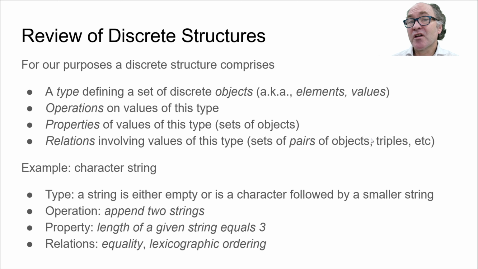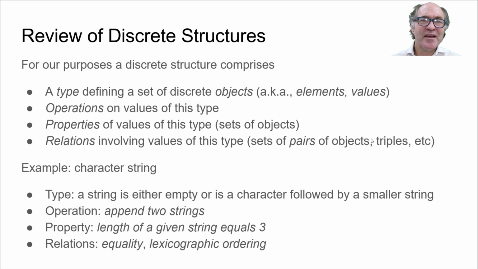So a review of the concept of discrete structures as I've characterized them in this class so far. For our purposes, a discrete structure comprises four key elements: a type that defines a set of objects, which we can also call elements of the type or values of that type, operations on values of that type, properties of objects of that type, and relations involving objects of a given type.